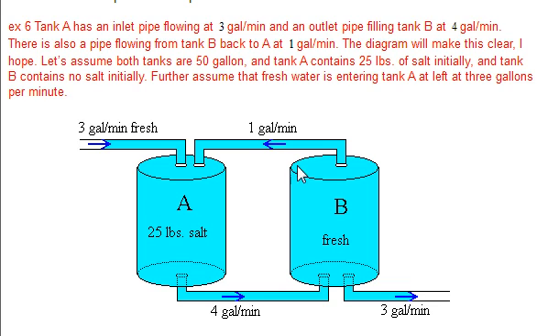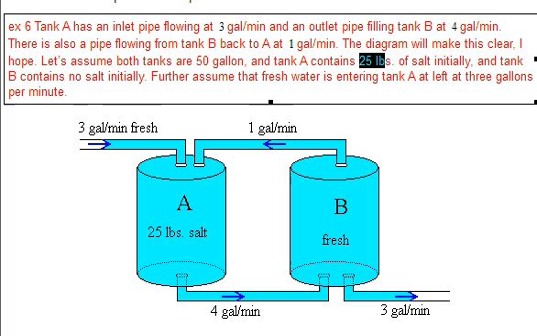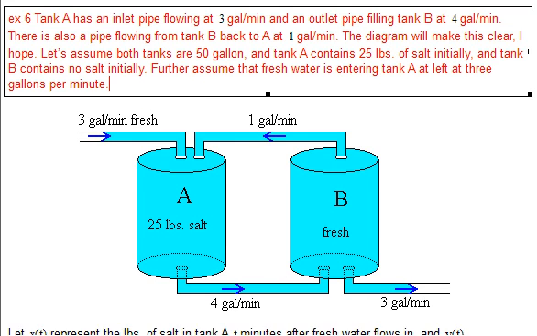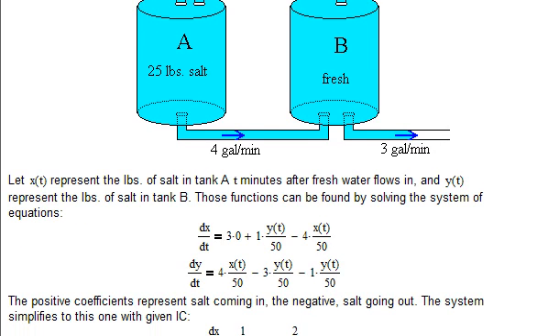So if both tanks hold 50 gallons and tank A starts in the beginning with 25 pounds of salt and tank B contains no salt initially, further assume the fresh water is entering tank A at 3 gallons per minute. We made our model. If you go back, you would see x of t is the amount of salt in tank A, t minutes after fresh water starts flowing in, and y of t is the amount of pounds of salt in tank B. These functions can be found by solving the system of equations.